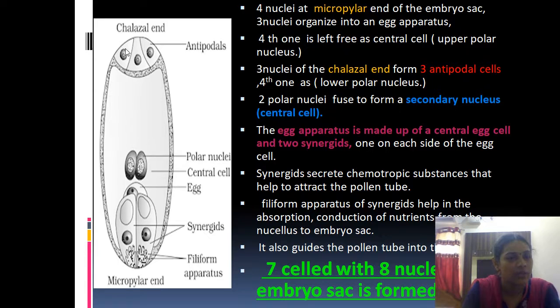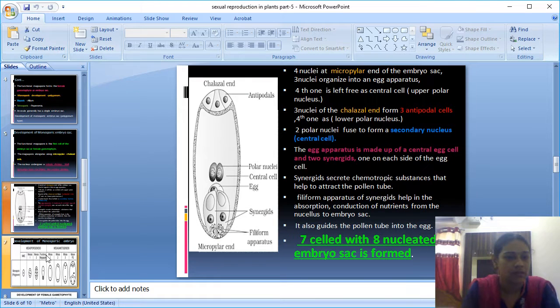Don't forget this term: 1, 2, 3, 4, 5, 6, 7 cells, and 8 nuclei. The 8-nucleated, 7-celled stage takes place in the mature female gametophyte. And also I told you that under the mitosis process the ploidy number will not change. There is no cytoplasmic division. Only the nuclear division takes place.